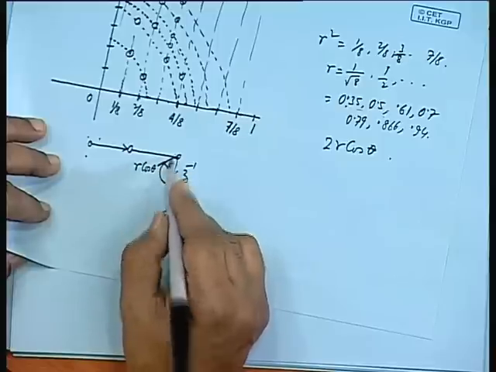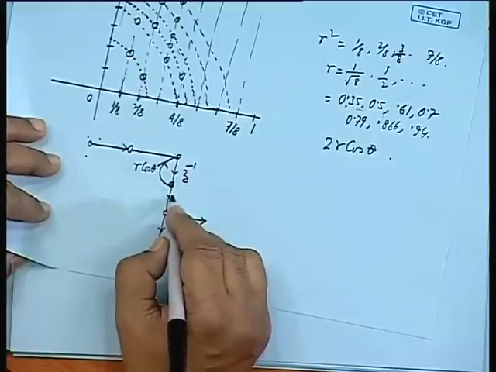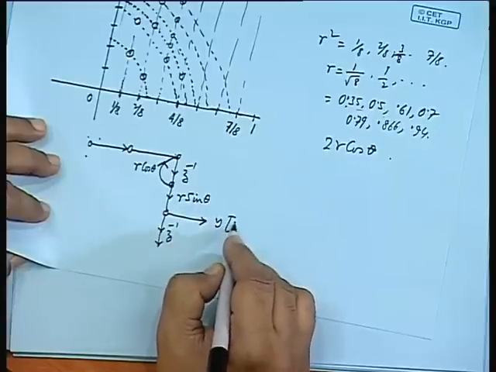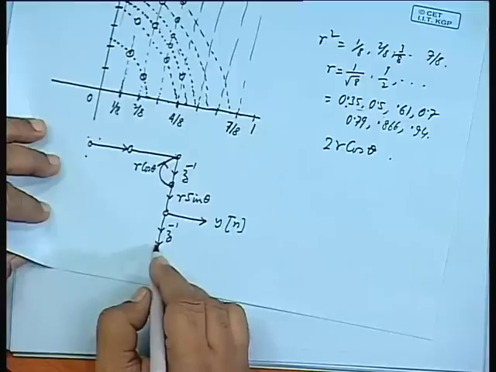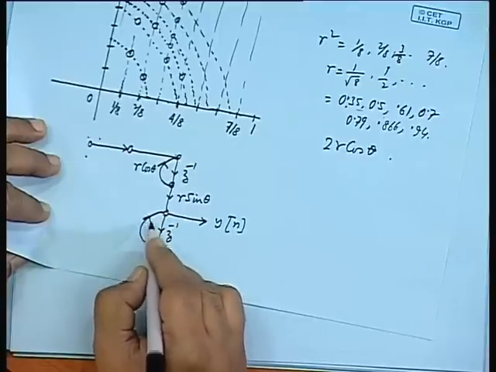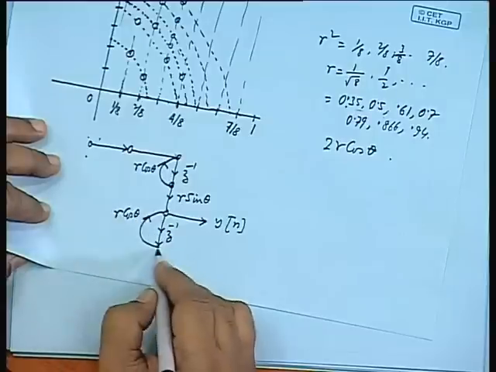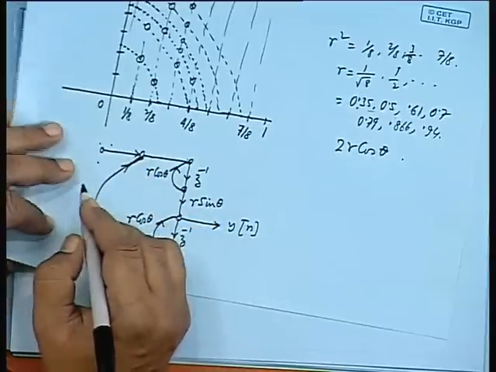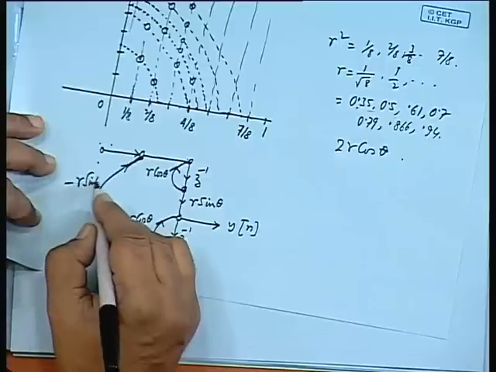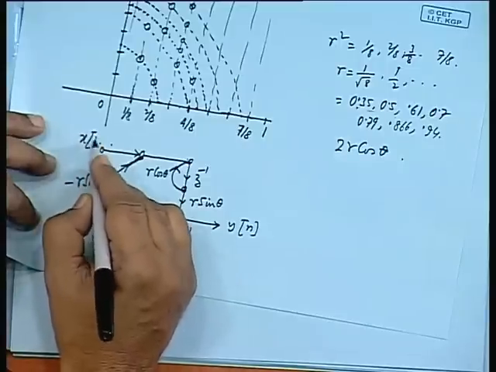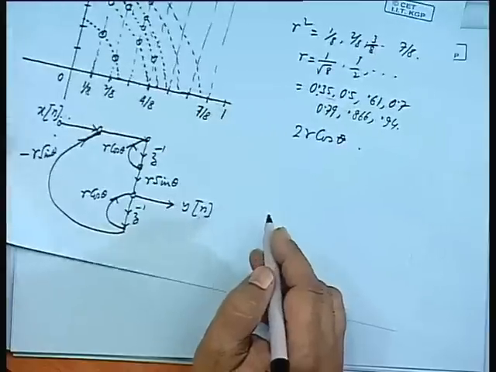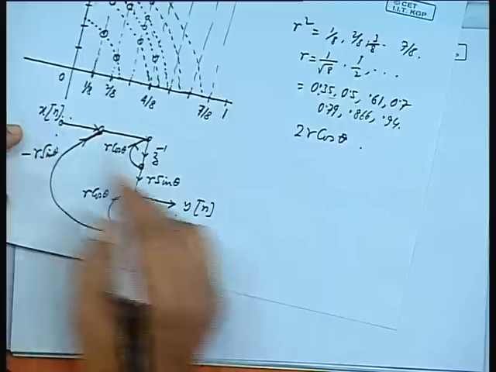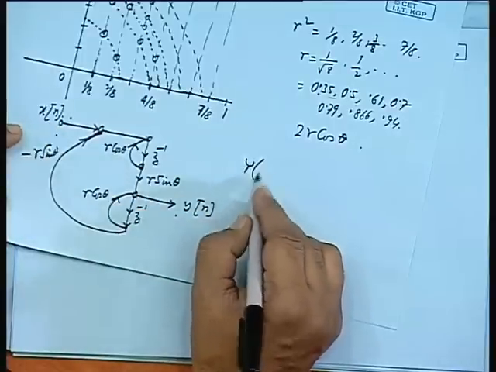This is r cosine theta, this is z to the power minus 1, this is r sin theta, this is output yn, this is r cosine theta. This is minus r sin theta. This is xn. Okay. You try to find out the output and input relation, take it as an exercise.